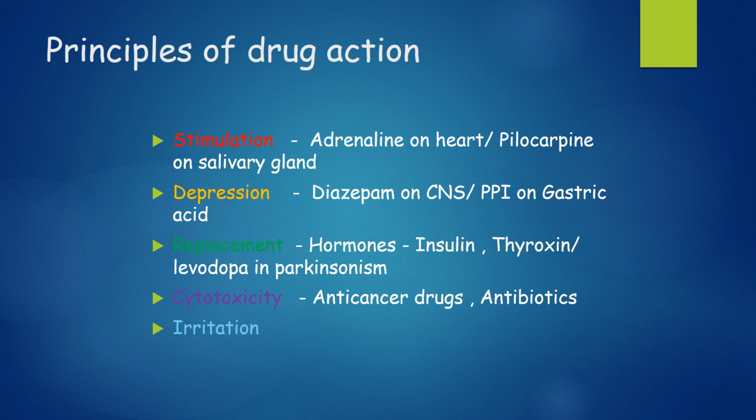And finally, irritation. Irritation is a principle used in pastes or ointments. They act as a counter irritant, and the stimulus from the other part can be masked. This is the principle used in Vicks balm and similar products. If we have a headache or some pain, we apply this irritant substance on our skin, so the predominant sensation is from that irritation, and we are not aware of the pain. That is a type of counter irritant action. These are the different principles of drug action.